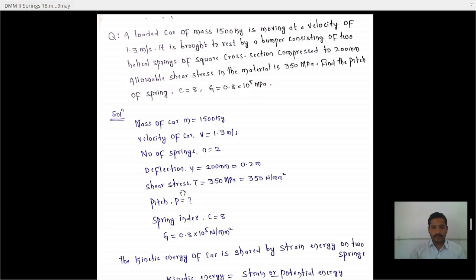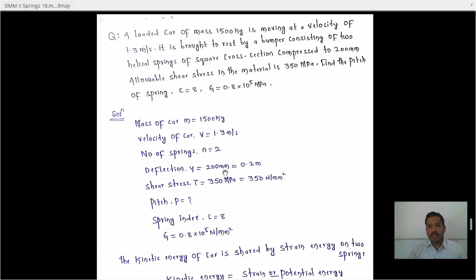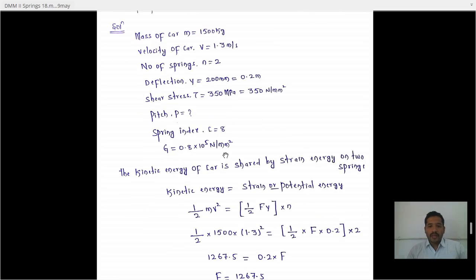Okay. So in this case we have to assume the number of springs. It is consisting of two helical springs. How much is given here? Two helical springs. So number of springs is 2. Sometimes in the questions it will change, that consisting of 4 helical springs means number of springs is 2. Okay. So in this case what we need to find out here? We need to find out the value of p.